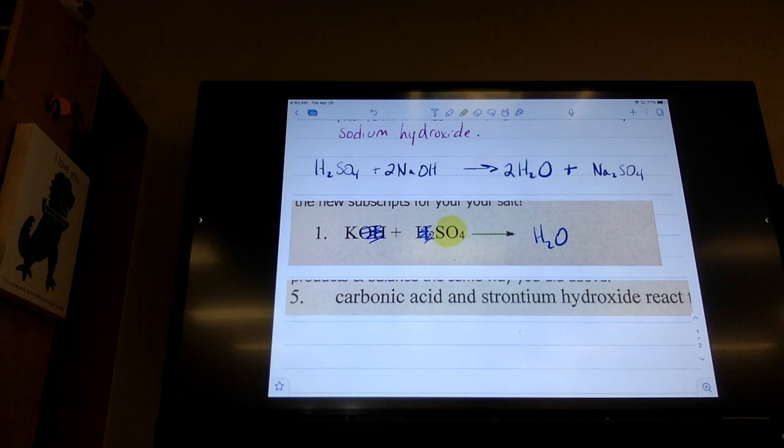Now we bond what's left, potassium and sulfate. Which one is going to come first, the potassium or the sulfate? Because it's positive. Good. All right, so now you've got to check your charges. Potassium is a +1, sulfate is a -2. So what am I missing? You're missing 2 of that. K2, and then 1 SO4.